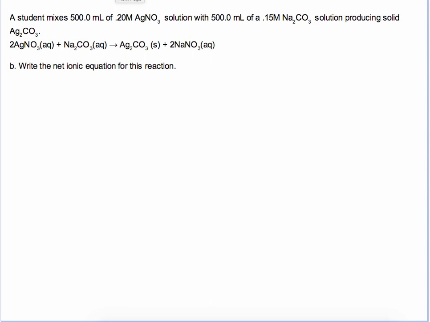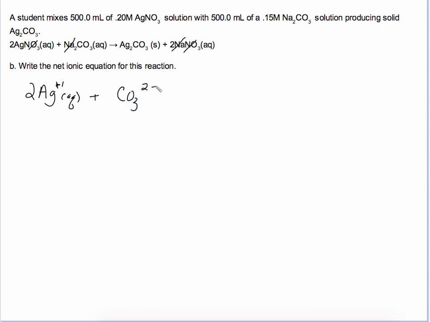Write the net ionic equation for this reaction. Remember with a net ionic equation, you can cross off any spectator ions. Sodium is aq here and aq here. Nitrate is aq here and aq there. Remember, nitrate is one of those ions they always want you to remember is aq. So basically, we have 2 silver ions because it's aq. Remember, on the net ionic equation, if it's aq and it's an ion, you have to show it.